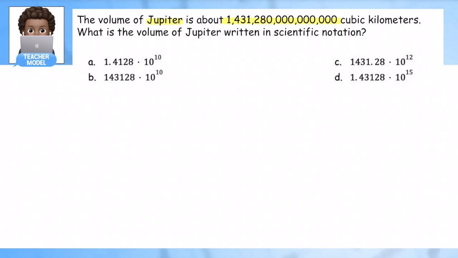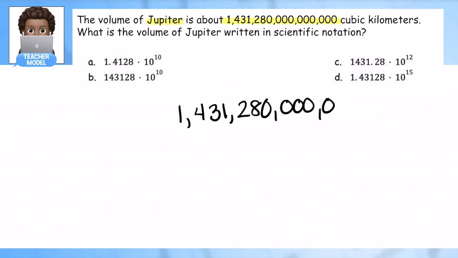All right, so I'm going to do the same thing. I'm going to write down my number. And the first question we're going to ask ourselves, where ideally would you want to put that decimal so that the first digit is in front of the decimal? So oftentimes this just means look at your front number. Just look there and you want that decimal right behind it.